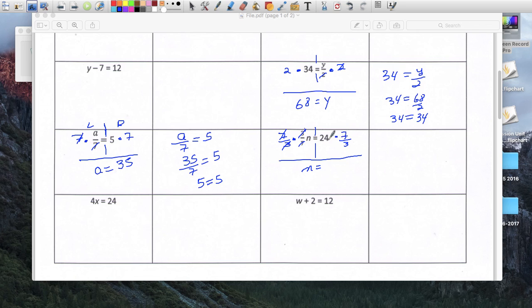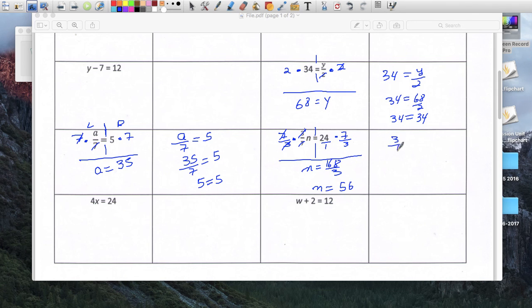Here on top, 24 times 7 divided by 3. So let me multiply the top. I'll put this over 1. I'm going to get something over 3. 7 times 4 is 28. Carry the 2. 7 times 2 is 14. 168. Can I divide that by 3? If I divide that by 3, 3 goes into 16 5 times with 1 left over, 18, 6, 56. So my n ends up being 56.